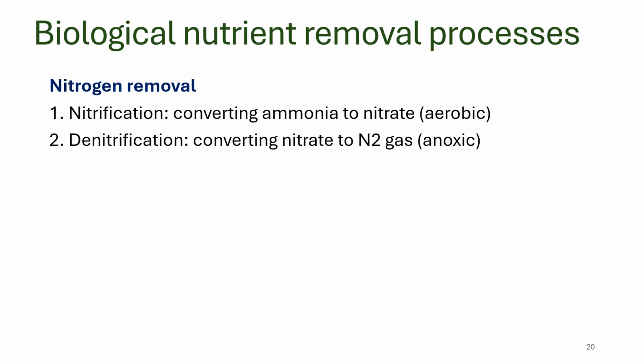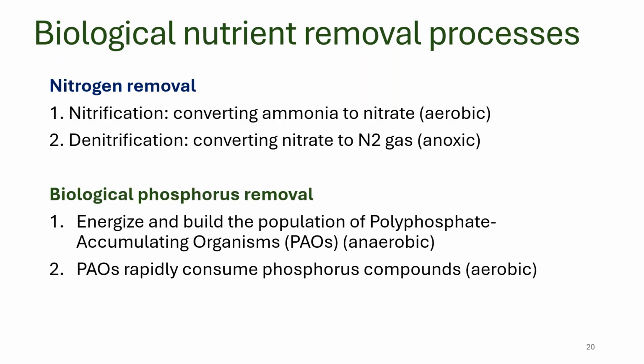And then in denitrification, we're converting nitrate to nitrogen gas. And that occurs in an anoxic atmosphere, which we'll explain a little bit more of in a moment here. We'll also talk about biological phosphorus removal. And basically there's two steps for that as well.